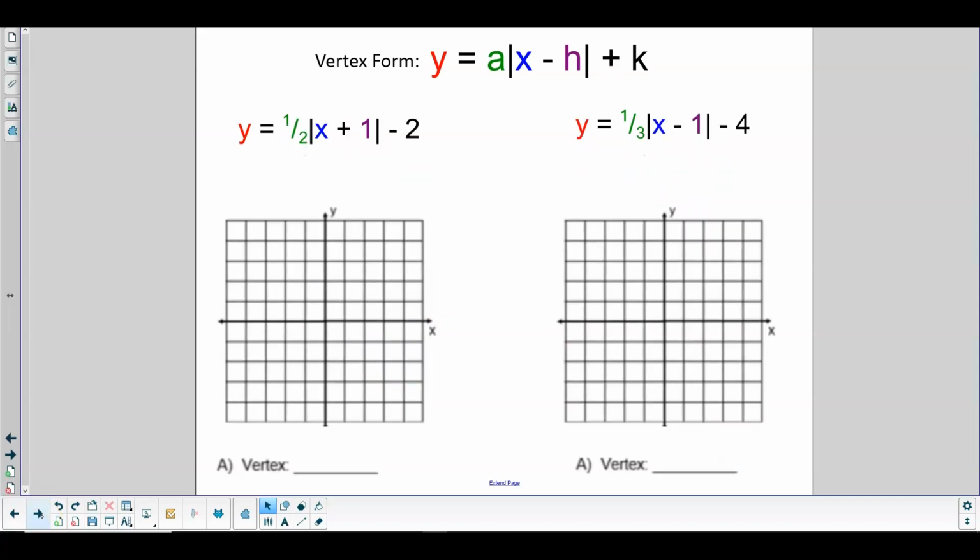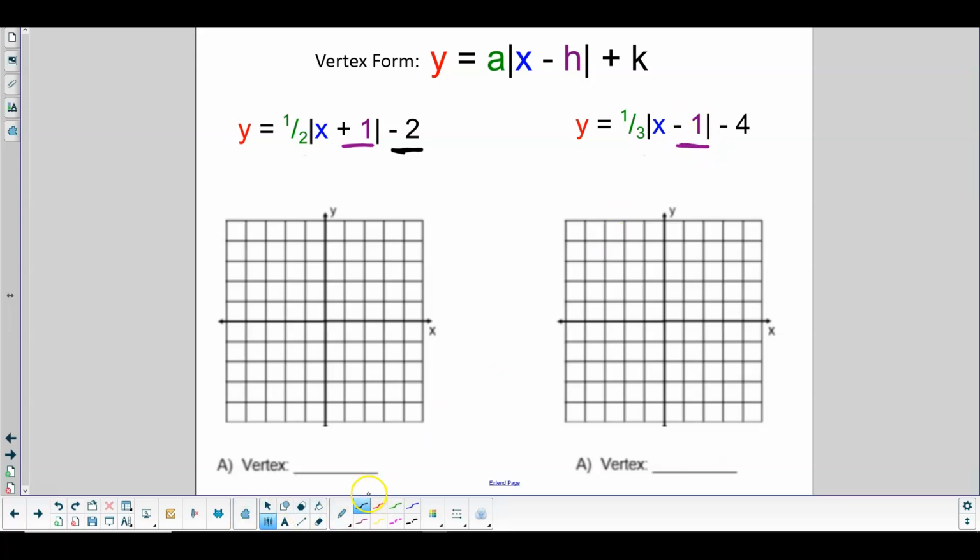Okay. All right. What do you do when there's a fraction in front? That's the question. So people tend to get freaked out by these ones, but don't. Remember, this is still the same pattern. We're still looking at the 2 numbers that are inside the absolute value and outside.